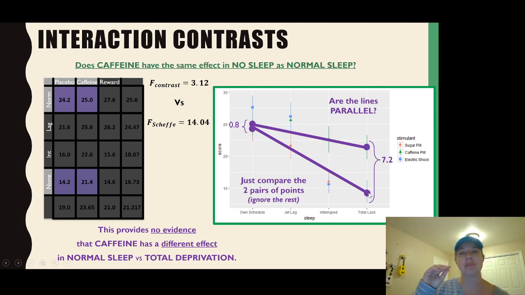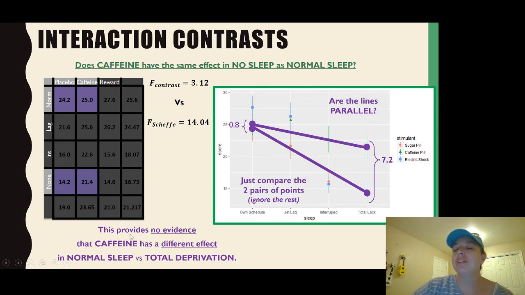If we connect the dots here with these purple lines, are they parallel? I'm hoping you're saying no, they're not parallel. There is a difference in the differences. Our first 2 points are only different by 0.08, and our second pair has a much wider gap, 7.2. So our gap is wider at one side than the other. When we connect the dots, we get lines that diverge or become wider apart. This is not parallel. But because the F for our contrast was much smaller than the F for Scheffé's, we have to say that there's no evidence of an interaction. Even though the plot looks like these lines are not parallel, we have to conclude that they're close enough to parallel to be considered parallel.